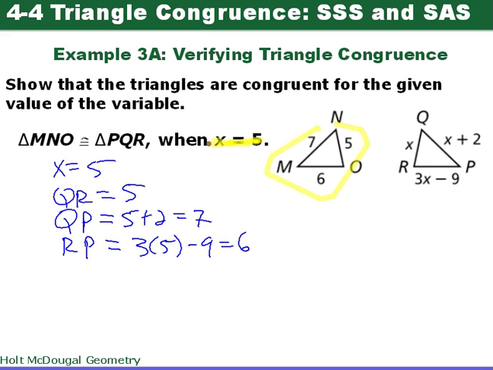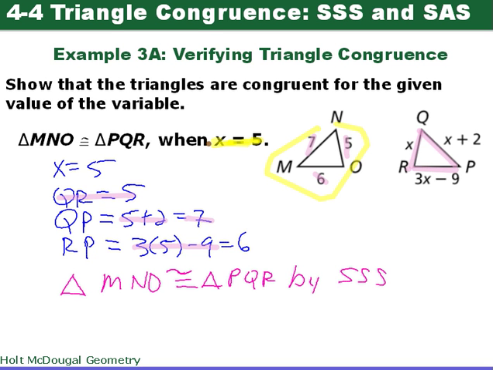All right, so I plugged 5 into each expression, so QR was equal to 5. QP is equal to 5 plus 2, or 7. And RP is equal to 3 times 5 minus 9, or 6. And we can see our side lengths are 5, 7, 6, 5, 7, 6. So this is going to be congruent. So triangle MNO is congruent to triangle PQR by SSS.